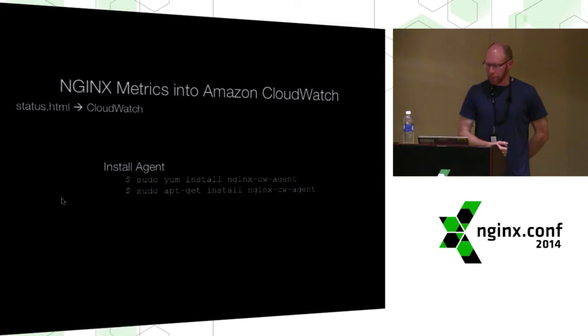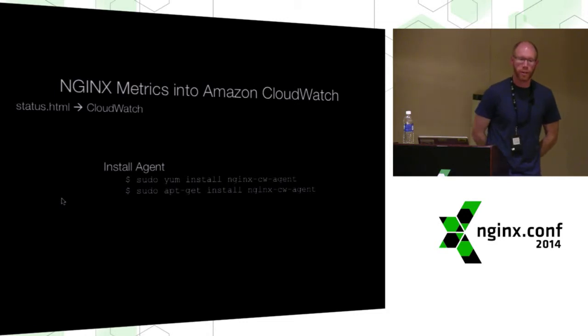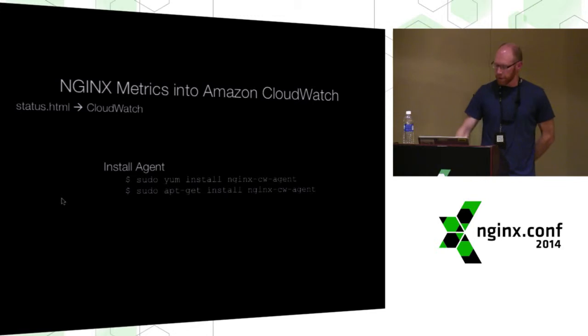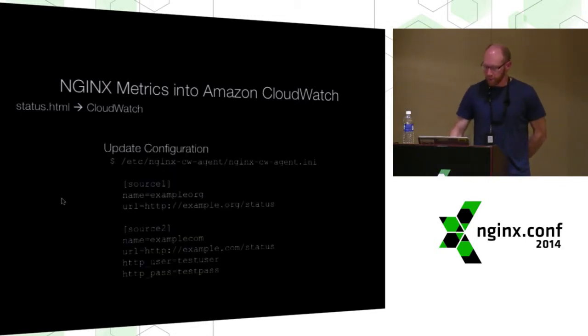Additionally, there's now an agent that's available to actually take the information from the status.html page that you would get from Nginx and put that information in CloudWatch as well. So this is a quick overview. You would just install the agent either through yum or apt-get to get the agent onto your Nginx Plus instance. You're going to update the configuration file that's delivered with that install.